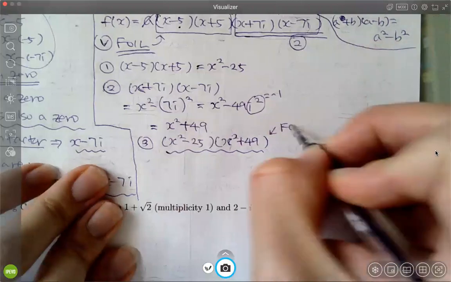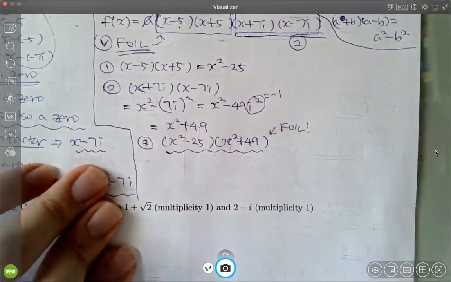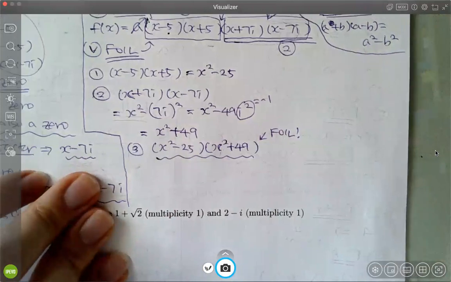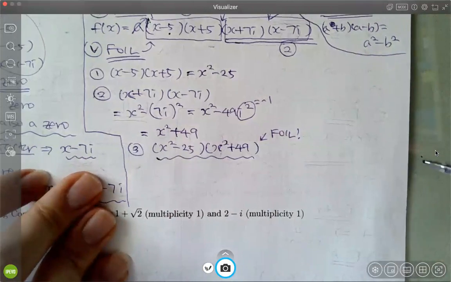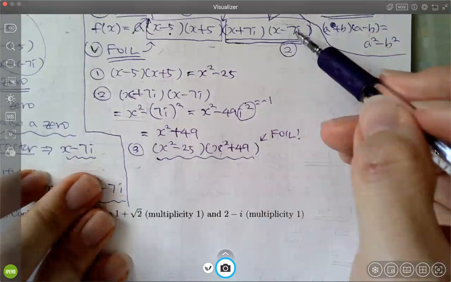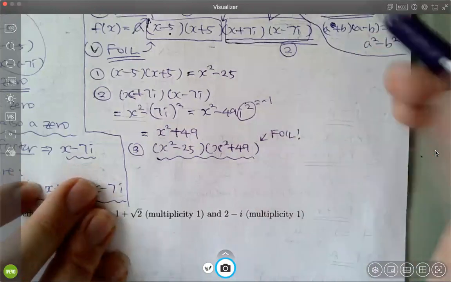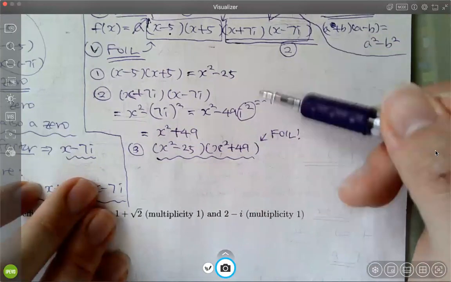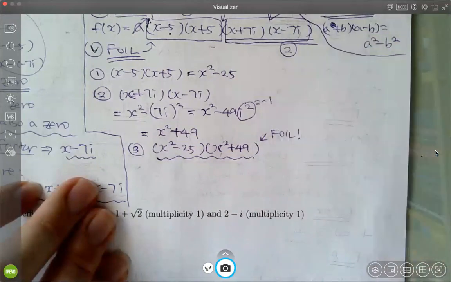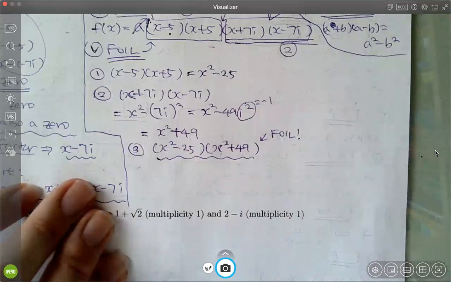And moreover, you have another huge advantage. And what is that? There's no I, right? You had I in your f of x at the beginning, but after using the difference of squares here, there's somehow no I. And that's the beauty of writing those I factors side by side and using the difference of squares.